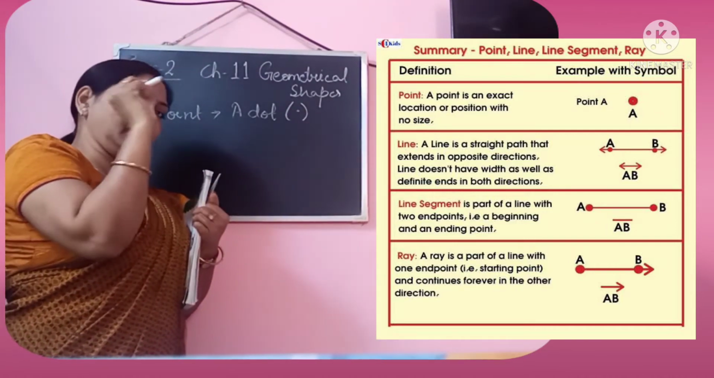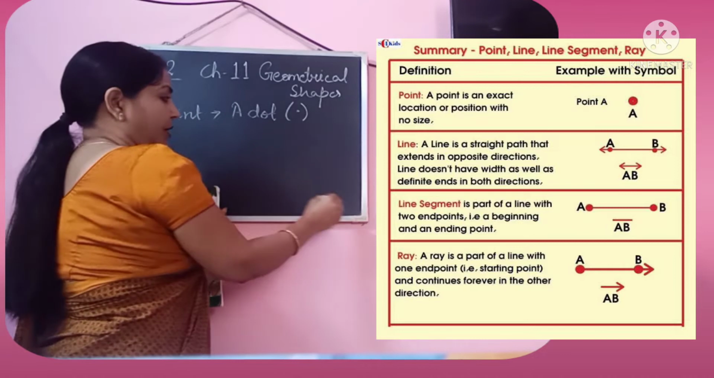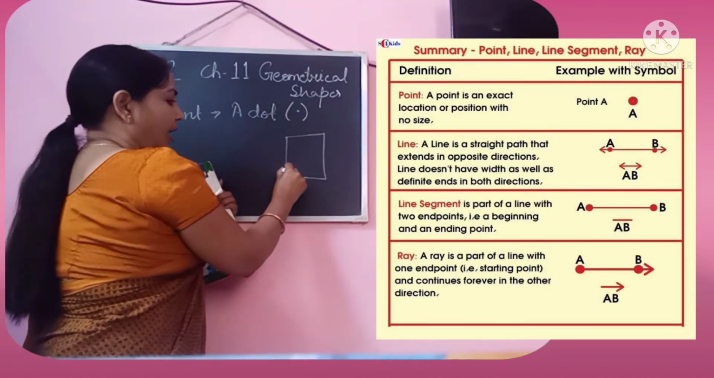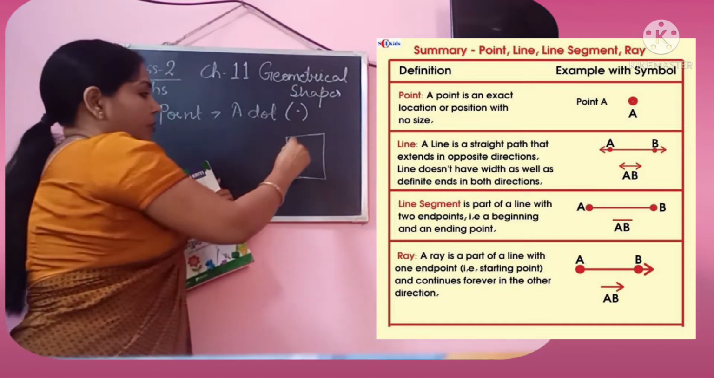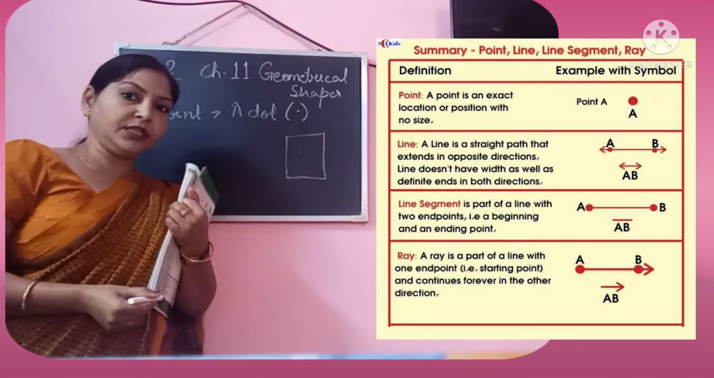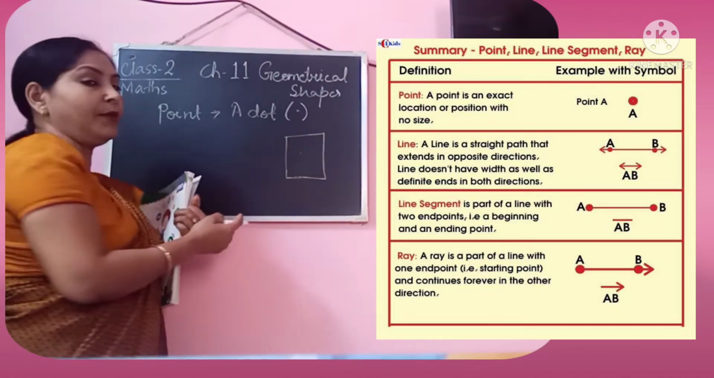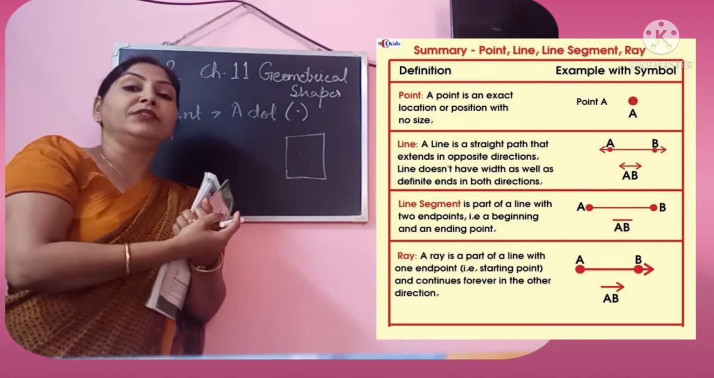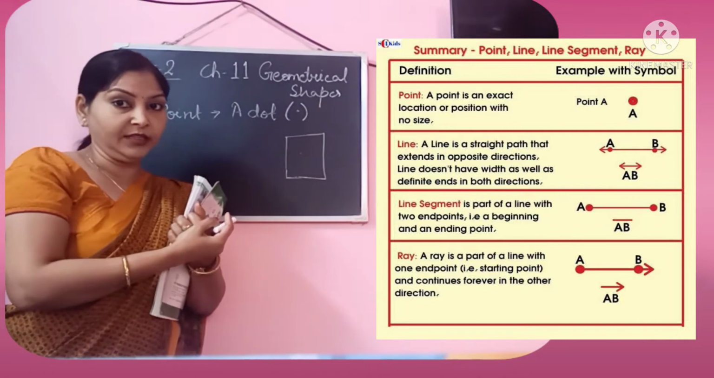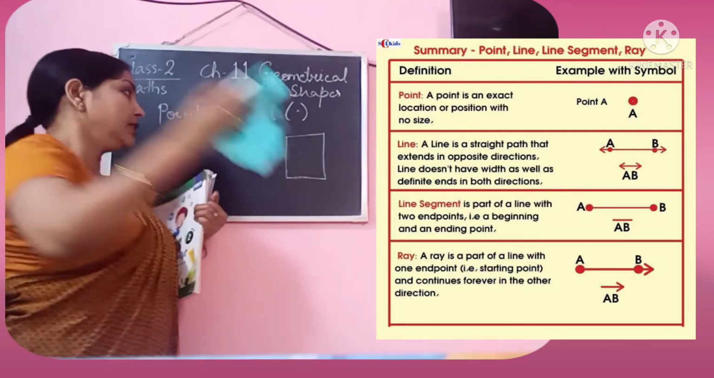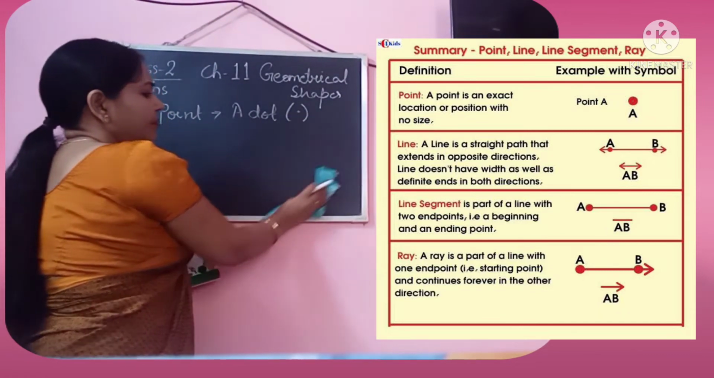A point is represented in a dot form, just a single dot. For example, this is a paper and I want to draw a point. So this is a point. Can you see that? Can you make out its length and breadth? No. So that means we can say a point is a dot which does not have any definite length, breadth or height. So this is a point.